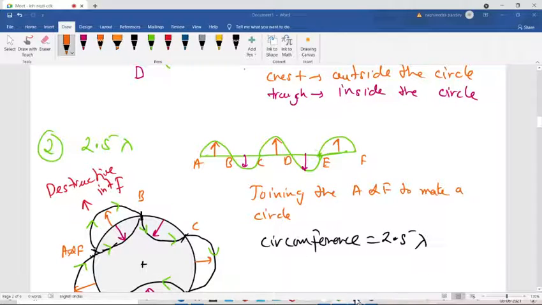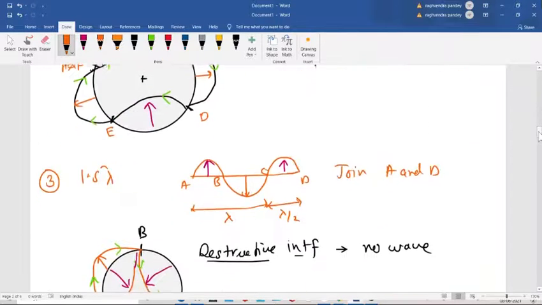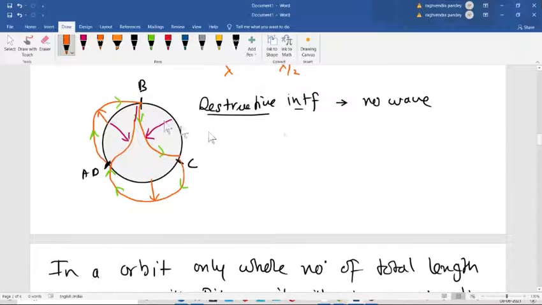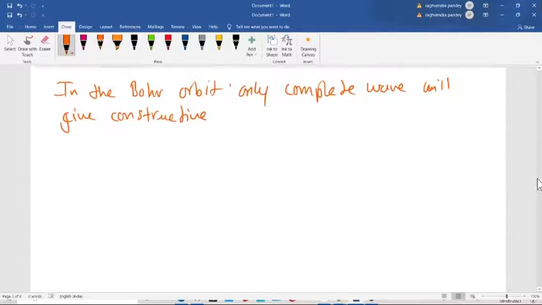Okay, so this thing, have you understood this? My drawing is not that good, but you understand where the crest and trough are.